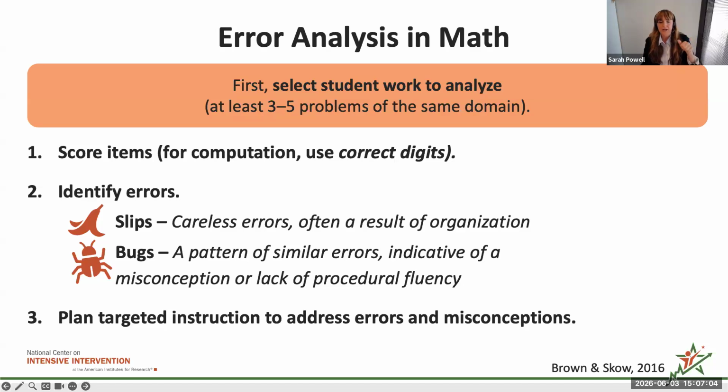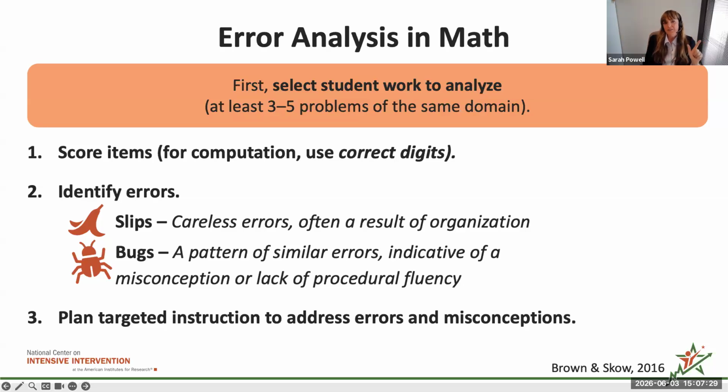So first, score the items. And then we want to identify errors. And there's two common camps of errors. There are slips. These are just little careless errors that students make. Oops, they made a slip. Often it's because of students' organization. It may need to be better organized so that they don't make those slips. But slips are often one-off errors or just occasional errors.